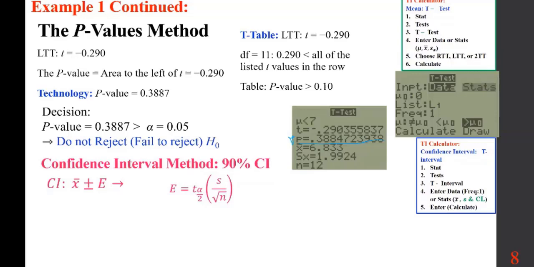As far as the confidence interval, everybody has seen that before. We have done that, so I don't want to go through that again. We just use X bar and we add and subtract E. Now, what is E? E is t alpha over 2 times S over square root of n. So we have everything from the previous page. The only thing I want to add, remember, it says 90% confidence interval. I want to discuss that.